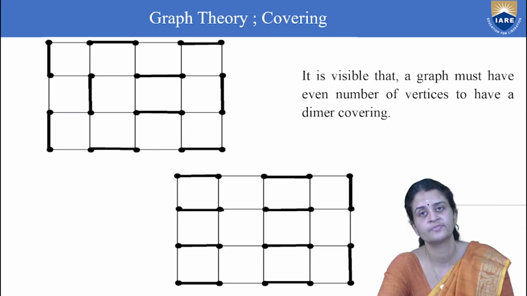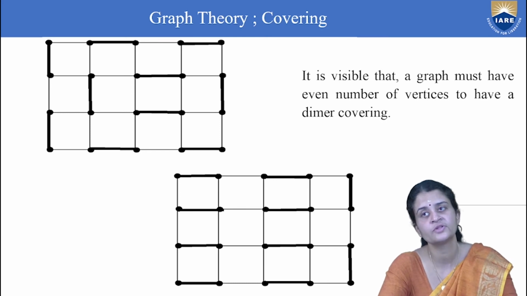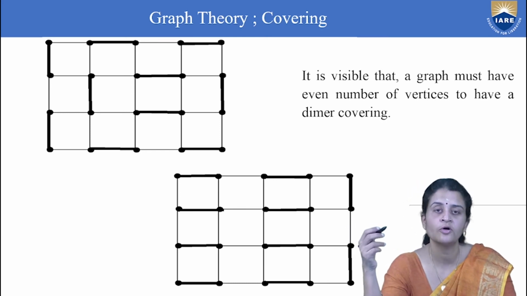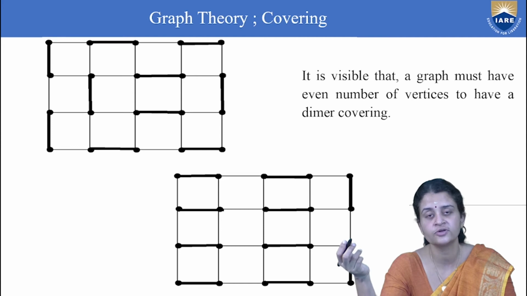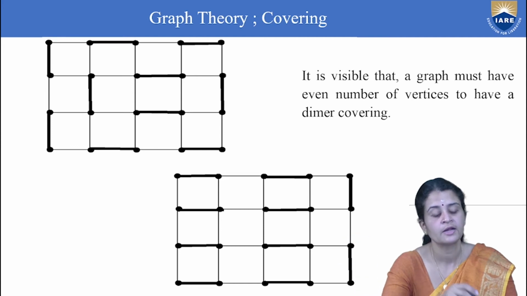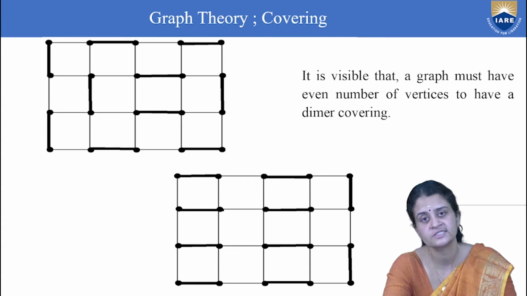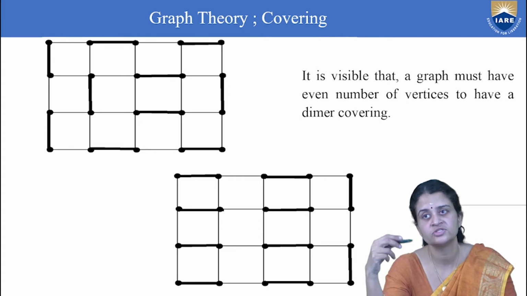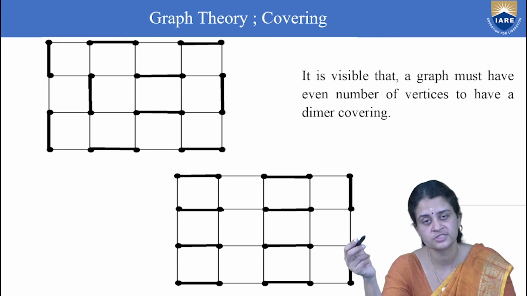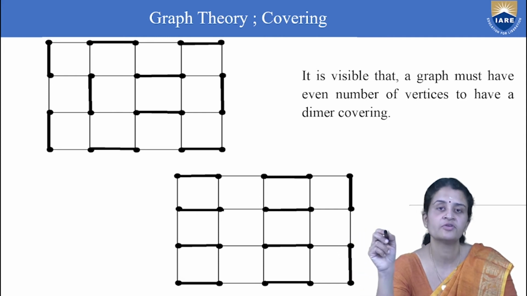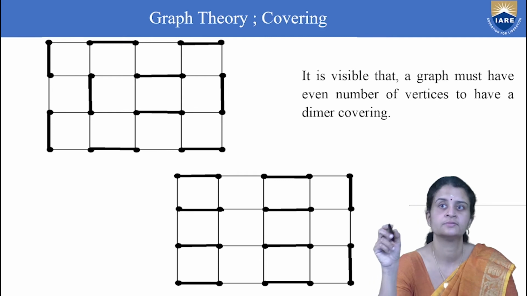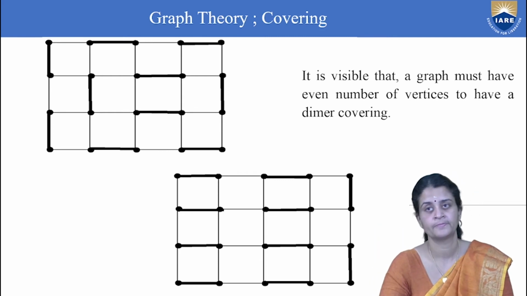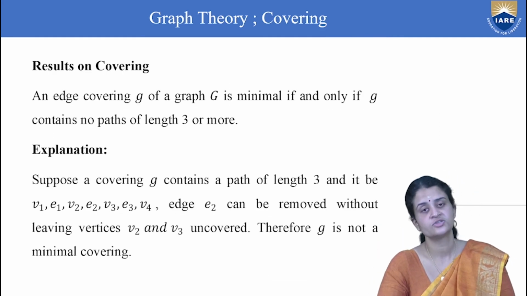Now consider this one. This shows how the occurrence of these dimer coverings happens. We can see that if it is a matching, these borderlines are the dimer covering. And we see that if a dimer covering is possible in a graph, it should have an even number of vertices. Now, some results on covering.